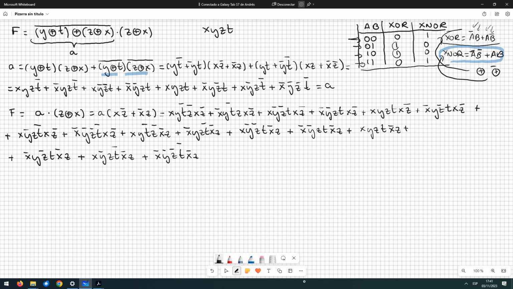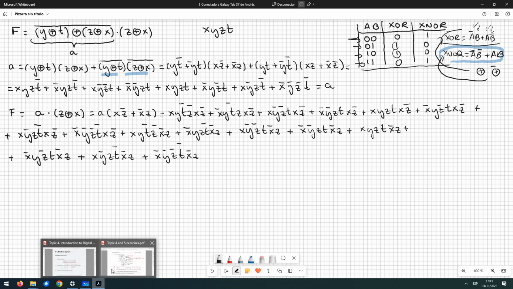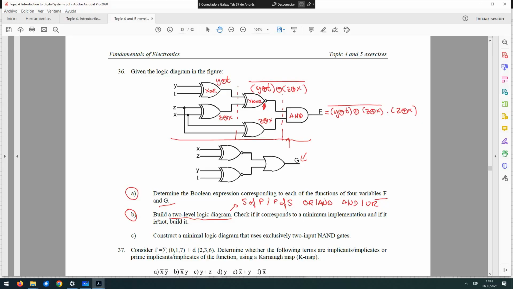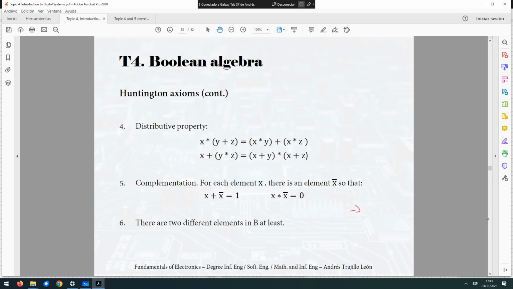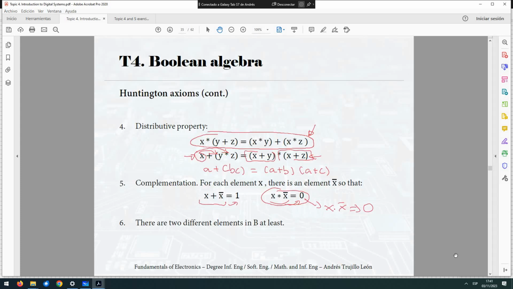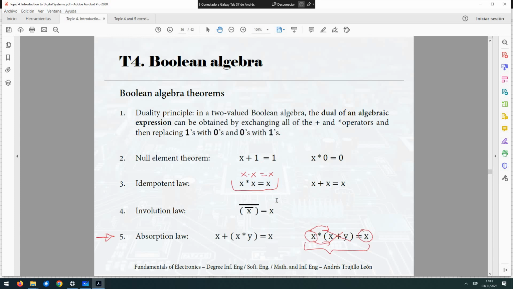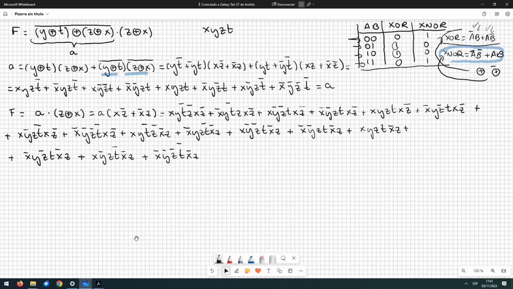So we have the 16 terms after applying that. Now we can get rid of a lot of terms just using the complementation axiom. Remember the complementation axiom, that is this one. If we have in a product term the same variable and the variable negated, this is going to be 0. So pay attention to this. And we are going to use the idempotent law as well to eliminate some of the repeated variables of the product terms. So we are going to identify these terms.